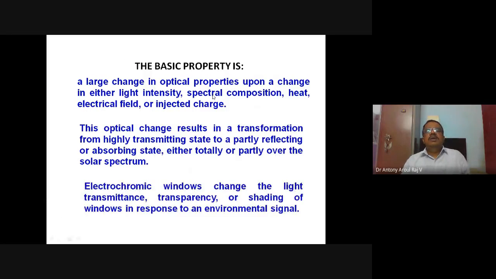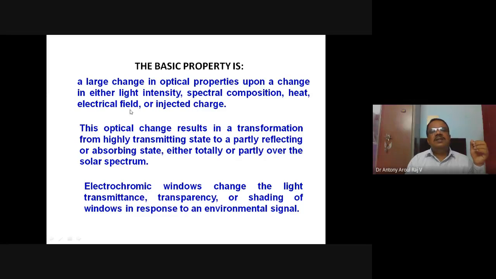And how is this happening? A large change in the optical properties, or a change in the light intensity. If there is a change in the light intensity, glass will change its optical property. Similarly, for the spectral composition it will also change. That is what we said, a selective absorption. Based on heat also, it can change optical properties.